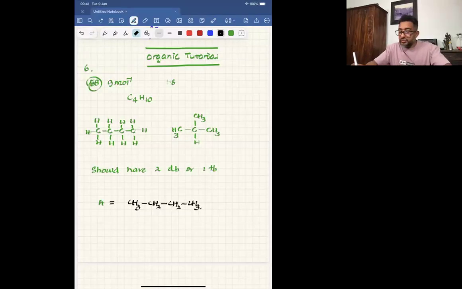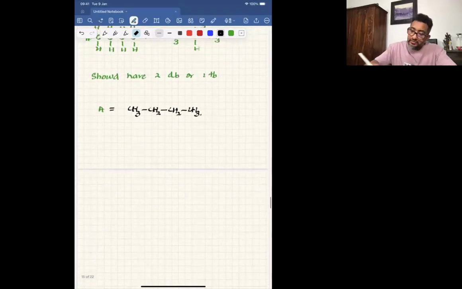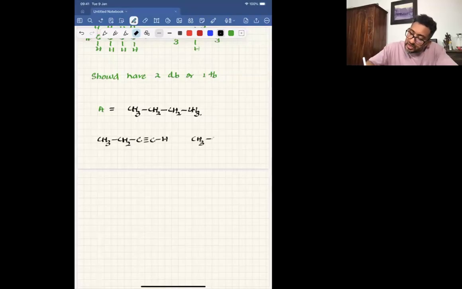Right. Draw 4 possible structures for B. What are the 4 possible structures for B? You can have CH3, CH2, C triple bond CH. That is one possible structure. Other one is CH3, CH, double bond CH, CH3. That is also another possible structure for B.